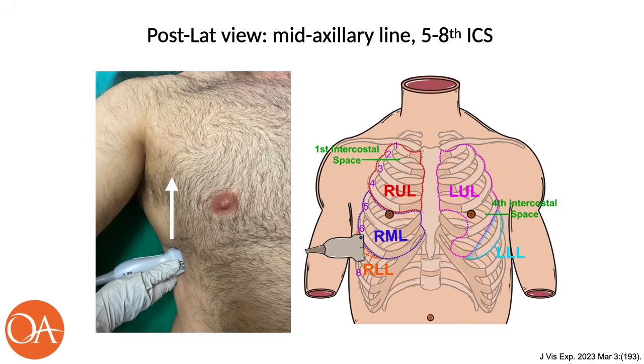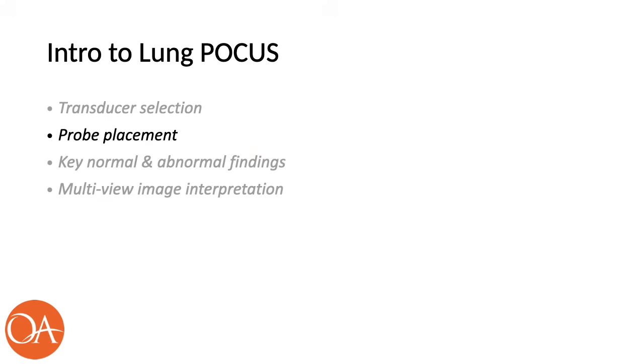The third view on each hemithorax is a posterior lateral view of the lower lobes. This view is obtained by placing an ultrasound transducer at the mid to posterior axillary line, approximately between the fifth and eighth intercostal spaces, with the probe position in the body's coronal plane and the probe indicator pointing toward the patient's head. Now that we've covered the basics of ultrasound probe placement, let's now review key normal and abnormal findings.